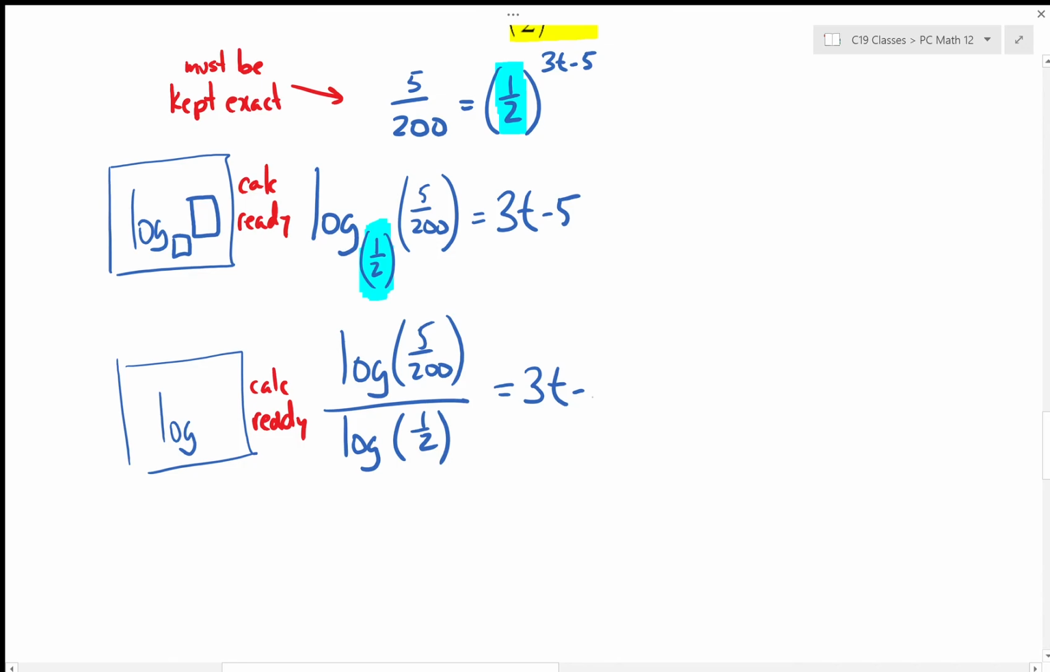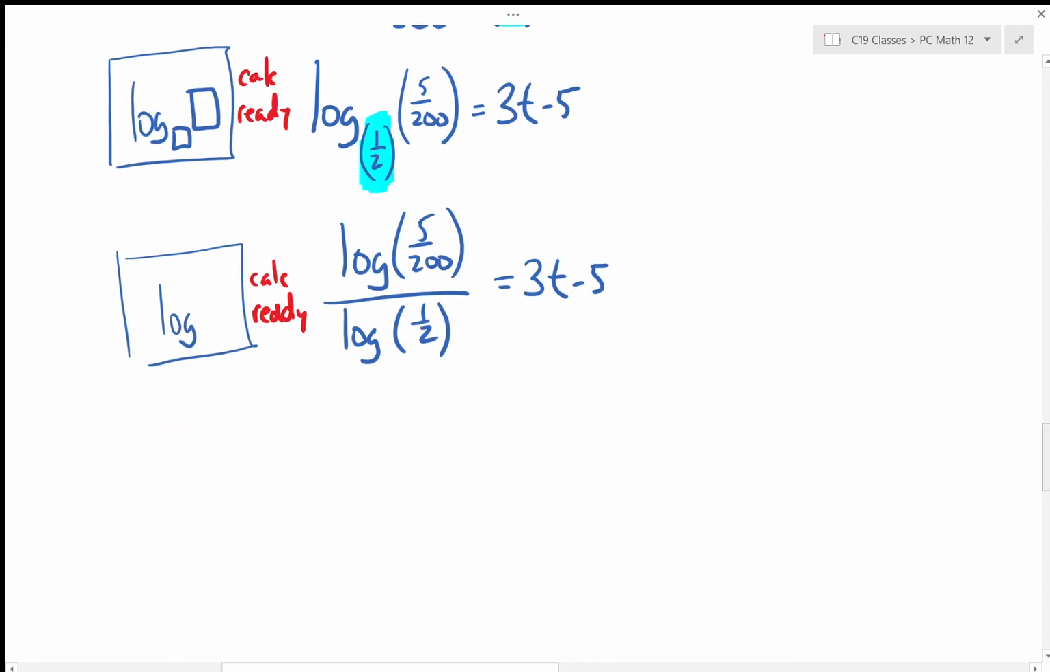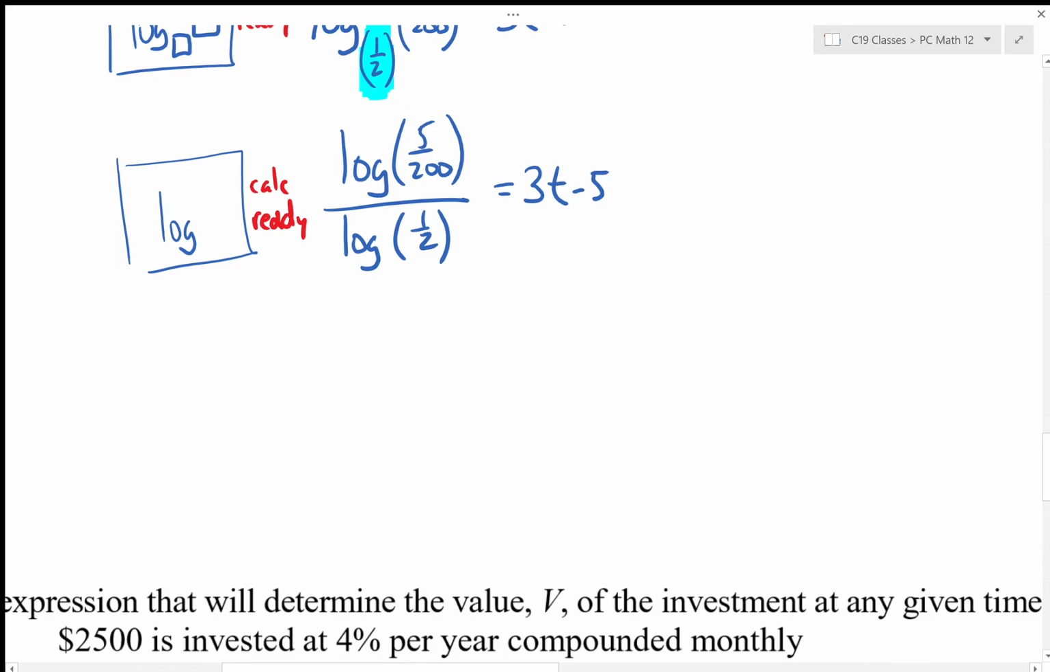So 3t minus 5 here. Okay, so now I encourage you to actually punch that into your calculator. I'm going to do that, and you can try that too while you're sitting there to make sure you know what you're doing with your calculator, because you've got to try a few things, make sure you're not making mistakes. So I'm doing log of 5 over 200, or 1 over 40, or the decimal 0.025, or whatever you want to do. But the key is you want to have that exact value, as I said above.